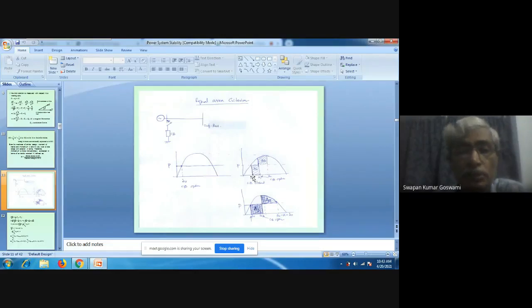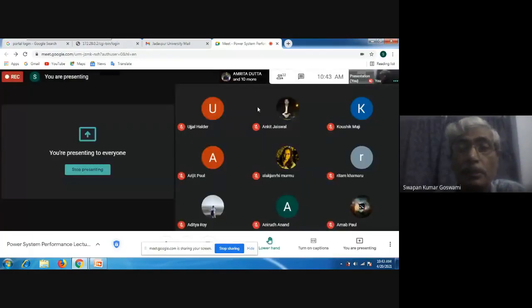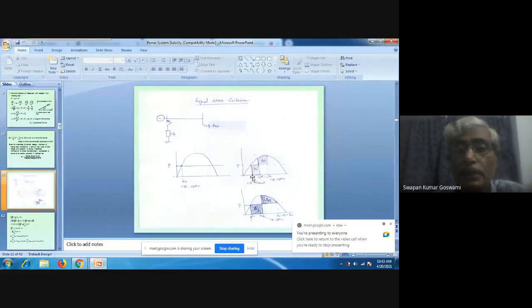Okay, output becomes 0, so speed will increase. Somebody is entering, so let me take him in. Speed will increase, because this was the input and this is the output, so speed will increase. As a result, delta will increase. Say delta has gone from delta 0 to delta 1 here. That means some time has elapsed between these two after the switching on of the circuit breaker.